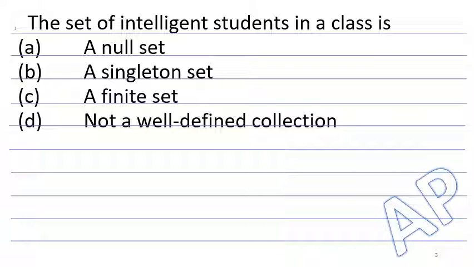The set of intelligent students in a class is a null set, a singleton set, a finite set, not a well-defined collection. So very basic question.